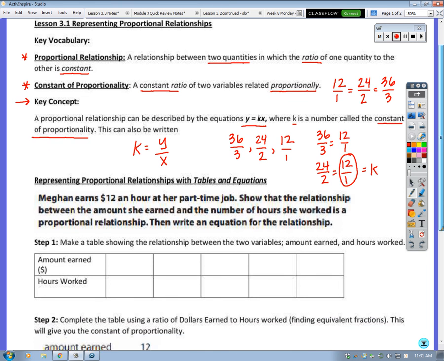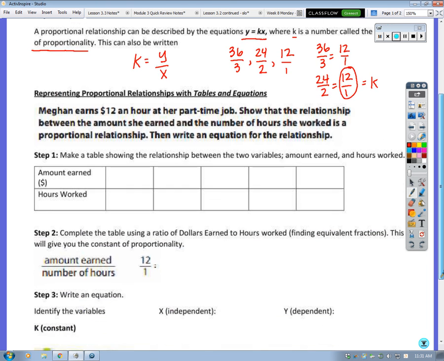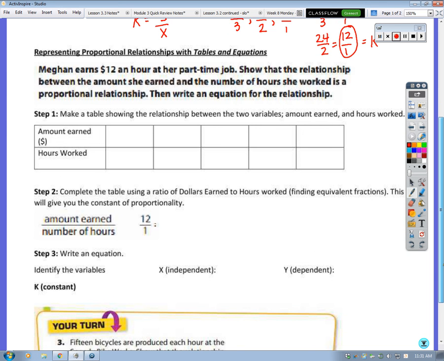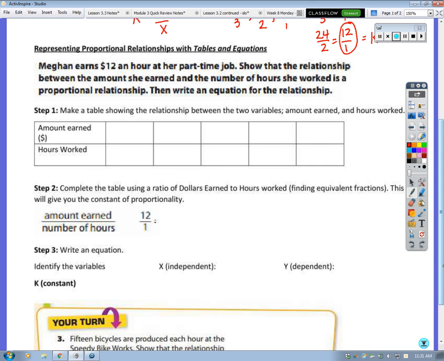Let's go ahead now and move into a couple examples of this, representing proportional relationships with tables and equations. And we can represent proportional relationships with tables and equations and graphs. We're going to get to graphs in just a little bit. So looking at this question here, Megan earns $12 an hour at her part-time job. Show that the relationship between the amount that she has earned and the number of hours she has worked is a proportional relationship. Then write the equation for the relationship.